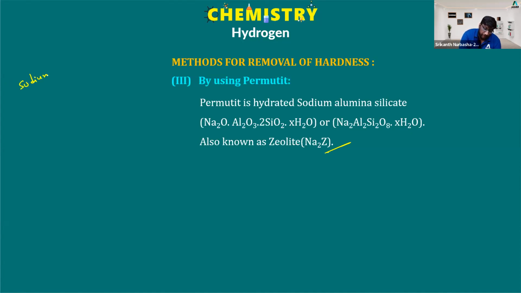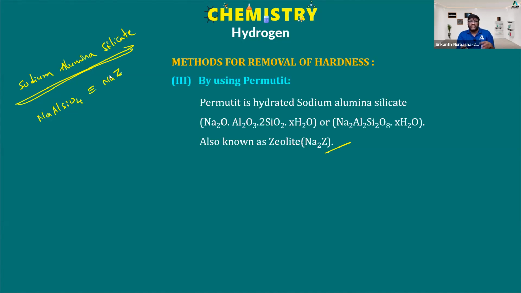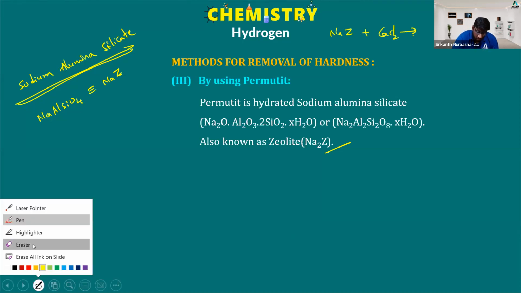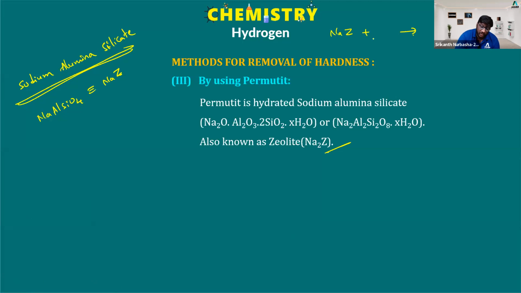Sodium aluminium silicates, you can also treat this as NaAlSiO4, which is equivalent to NaZ. What happens? These permutits, whenever they are added to hard water which contains calcium 2+ or magnesium 2+ ions, like let us say NaZ or Na2Z. First, let us try it with NaZ. NaZ will be reacting with CaCl2, or you can write M2+ ion: CaCl2 or MgCl2, CaSO4 or MgSO4, we can have M2+ ion.